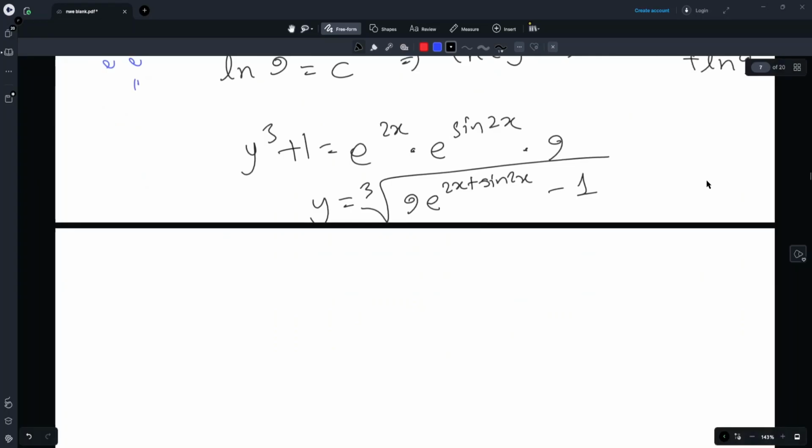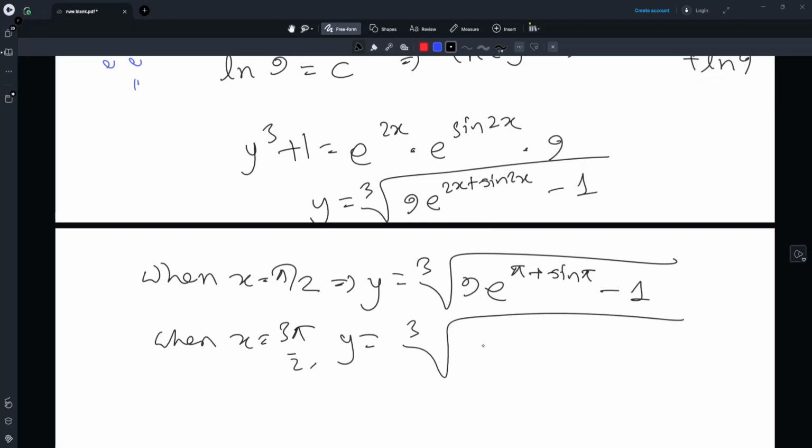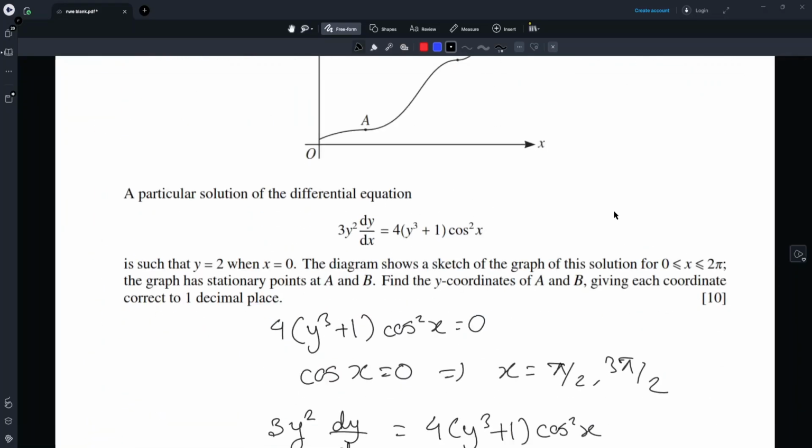So therefore, when x equals π/2, y equals the cube root of 9e^(π + sin π) minus 1. When x equals 3π/2, y equals the cube root of 9e^(3π + sin 3π) minus 1. Then we're going to get our solutions here. I just find it on my calculator, then we're going to get our answer. But I have to use my calculator because I have to keep my answer to one decimal place. Otherwise, I'm going to lose marks.